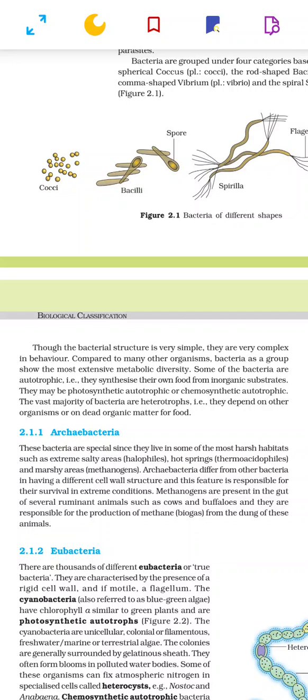2.1.1 Archaebacteria. These bacteria are special since they live in some of the most harsh habitats, such as extreme salty areas, halophiles; hot springs, thermoacidophiles; and marshy areas, for example methanogens. Archaebacteria differ from other bacteria in having a different cell wall structure, and this feature is responsible for their survival in extreme conditions. Methanogens are present in the gut of several ruminant animals such as cows and buffaloes, and they are responsible for the production of methane biogas from the dung of these animals.